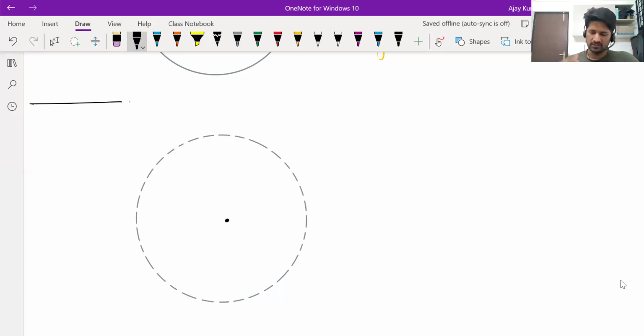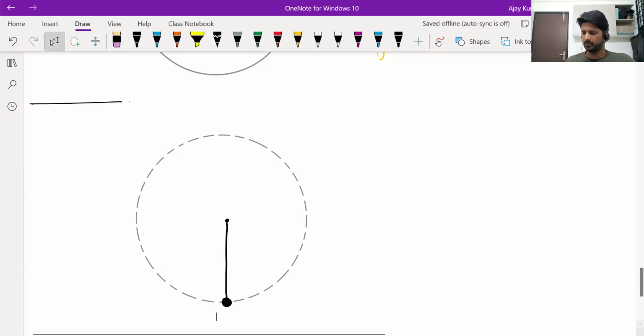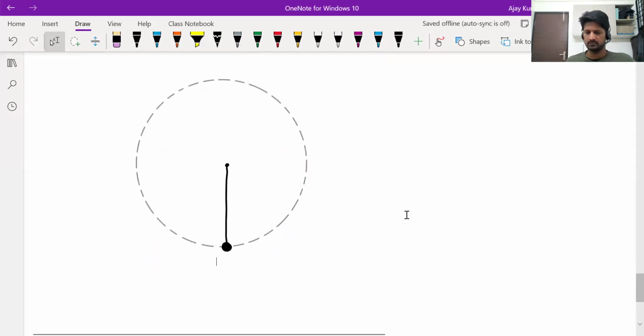Assume as it goes around in this circle, at one instant, the stone is at the bottommost position. Tell me, what all forces act on the stone? It is moving in a vertical circle like this. So what all forces act on the stone at that moment? Anyone? Weight and centripetal force.